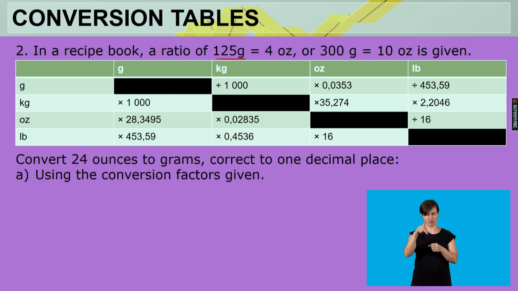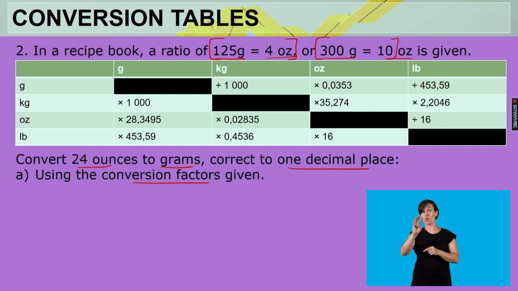Our next question, question number 2. In a recipe book, a ratio of 125 grams equals 4 ounces or 300 grams equals 10 ounces is given. Here we still have the same conversion table. And it says further down, convert 24 ounces to grams, correct to 1 decimal place. So we have to convert 24 ounces to grams, correct to 1 decimal place. But now we have to be careful. Let's look at number 8. It says, using the conversion factors given. So now it means I must use either this part here or this part here.